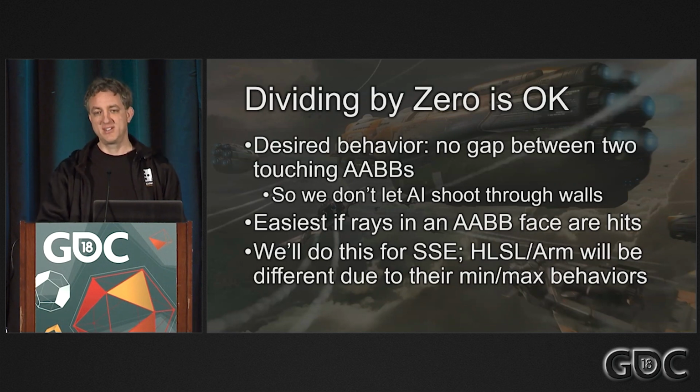Well, our desired behavior is that there are no gaps between two AABBs that touch. If there were a gap, you could have two walls that touch, and you could shoot right between them. Or you could drop something right through the floor. We don't want that. So the easiest way is to make the edges of the box considered part of the box. We'll do this for SSE. Other platforms are an exercise for the reader.